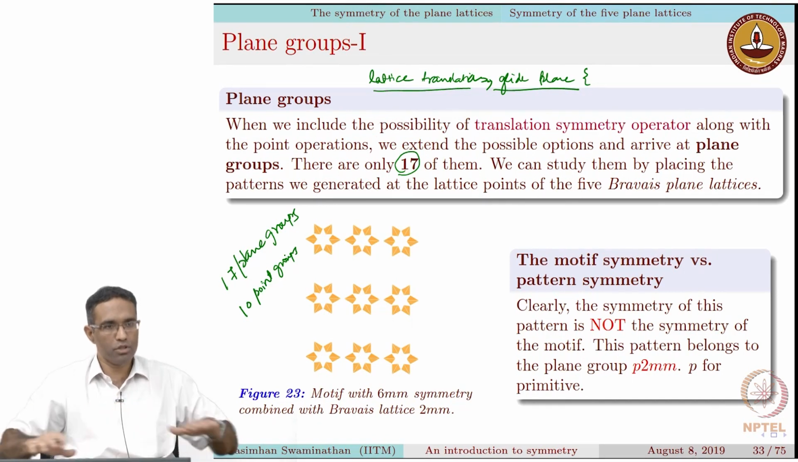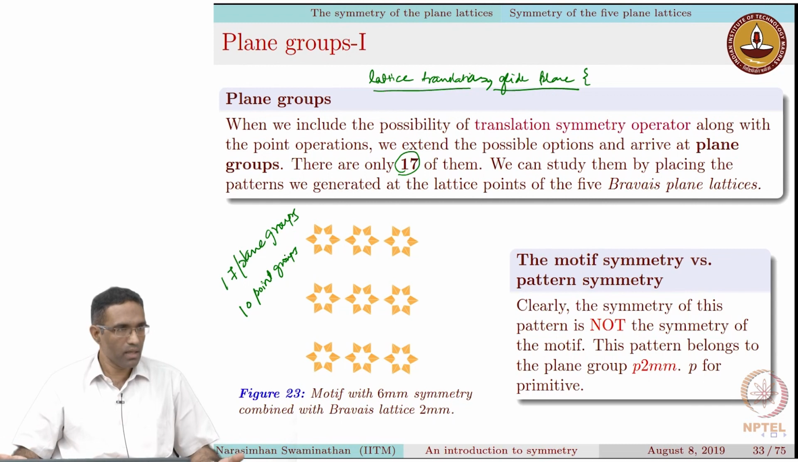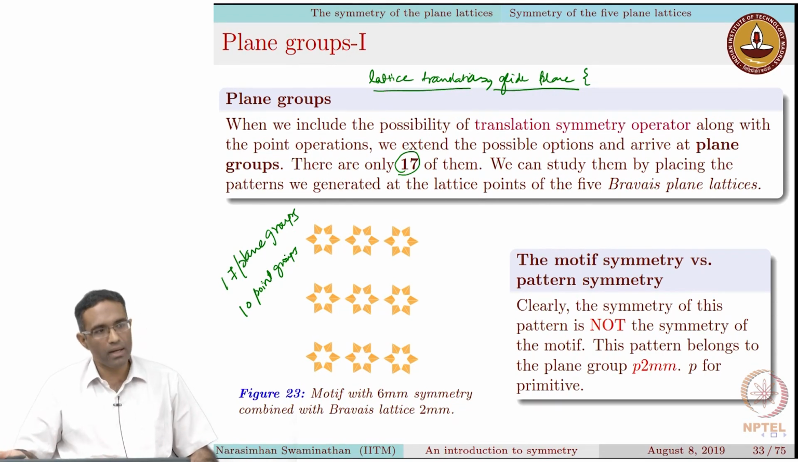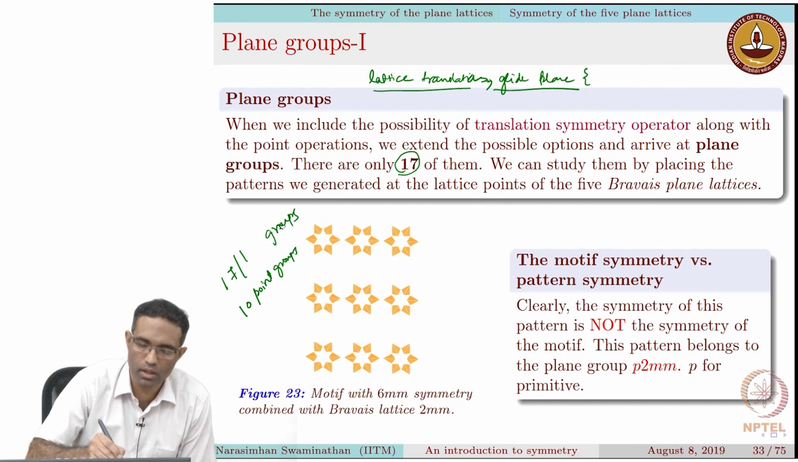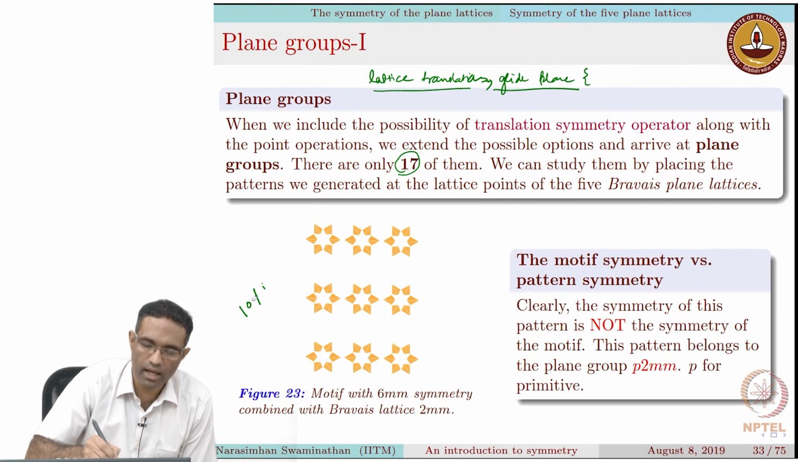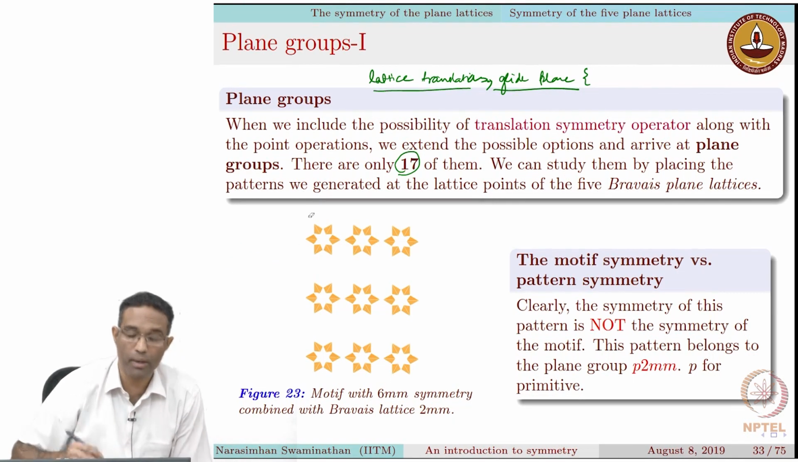a pattern which is distributed in the two directions infinitely, and that distribution or that pattern need not necessarily be the pattern of the motif or the pattern of the underlying Bravais lattice. Okay. So let us take for example this particular pattern that I have generated.